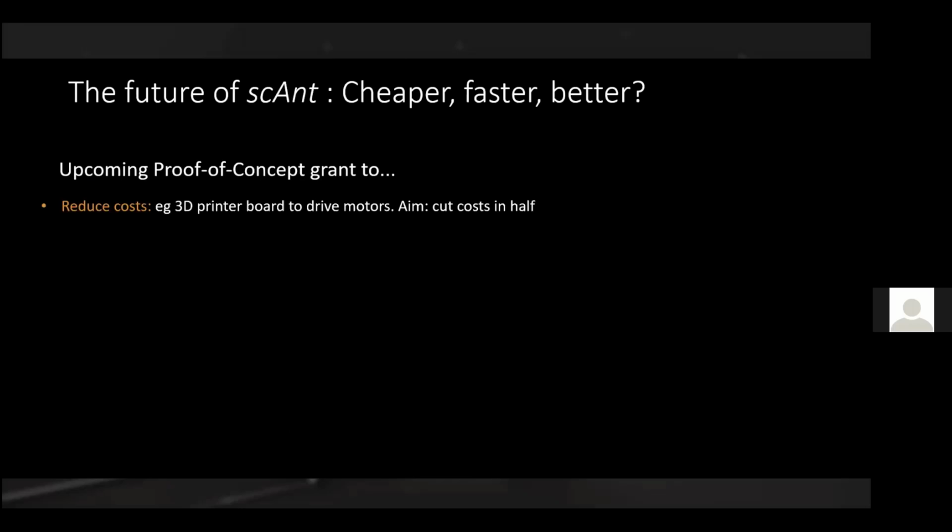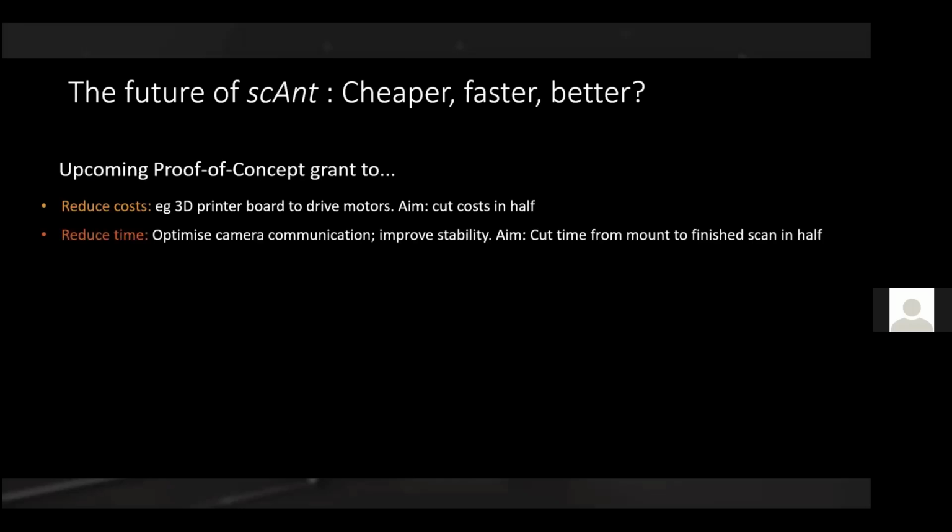But one of the things we want to do is replace the stepper motors with the 3D printer board. There's a couple of other things that hopefully make it cheaper. We want to reduce time. We think that the main point with which we can address this is to improve the communication between the camera and the computer and to increase stability. And we hope that we can roughly halve the scan time.